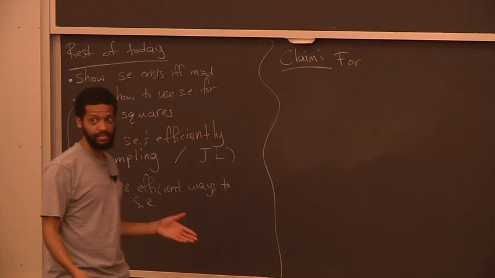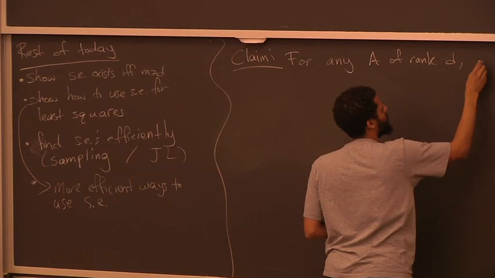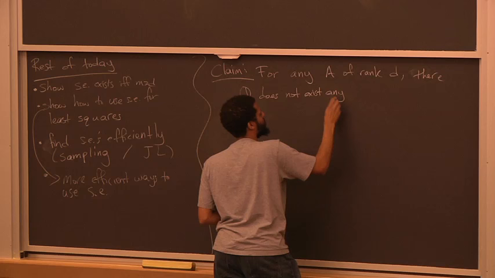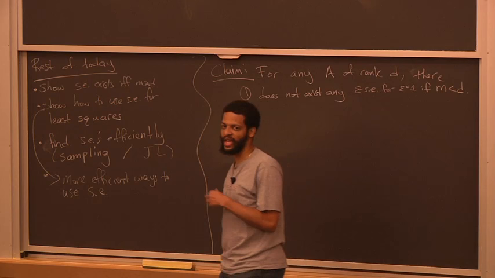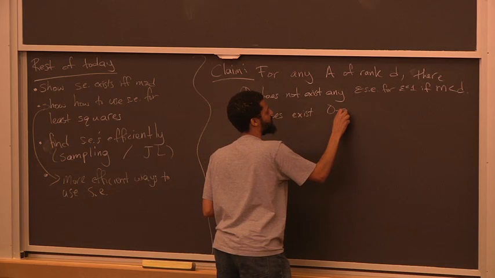So for any A of rank, let's say D, there does not exist any epsilon subspace embedding for epsilon less than 1 if M is less than D. Okay, so if you have less than D rows, you can't get a subspace embedding with epsilon less than 1. And also, there does exist a zero subspace embedding with M equal to D.